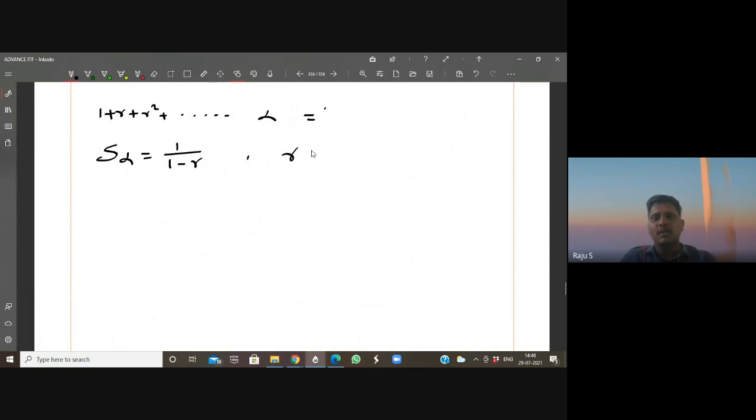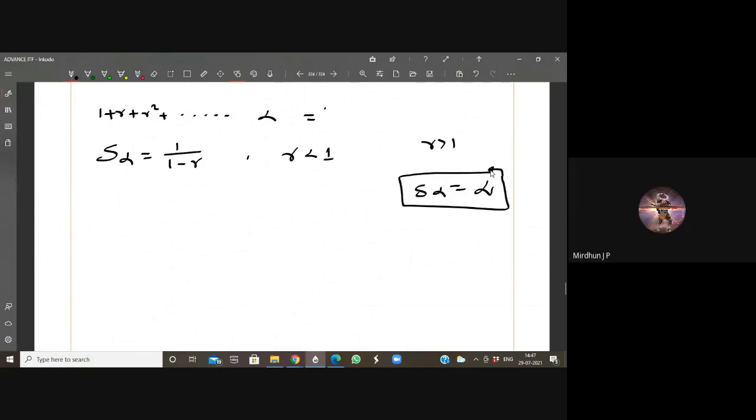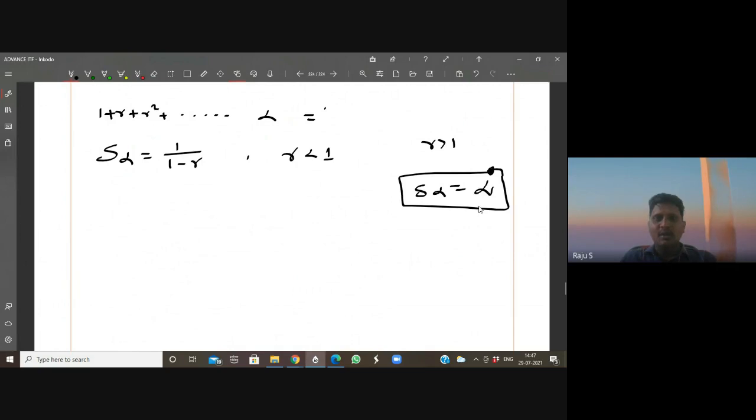Here when R is lesser than 1 alone, we can take this. If R is greater than 1, what about the S infinity value? Sir, not defined. No, it is infinity. Sir, in small levels we learn both infinity and not defined as the same only. See here, we can't say it is not defined because the sum might be finite, maybe infinite. But when we get infinity in trigonometry and all, we can say undefined. In some concepts we can say undefined, but this belongs to algebra. We can say it is defined.